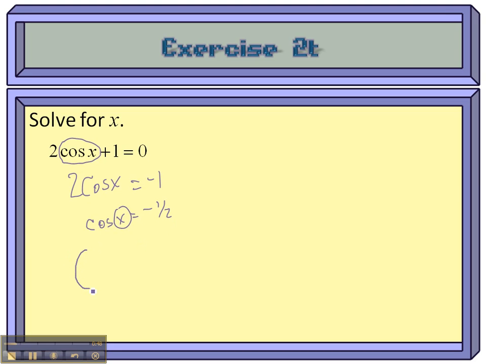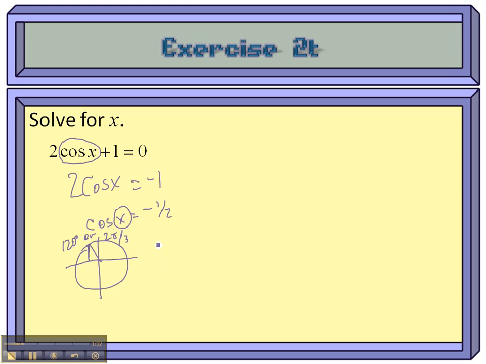Draw ourselves a unit circle. Cosine is negative over in quadrant 2, and we want a half. Cosine is the x coordinate, and this is at 120 degrees, or 2 pi over 3.